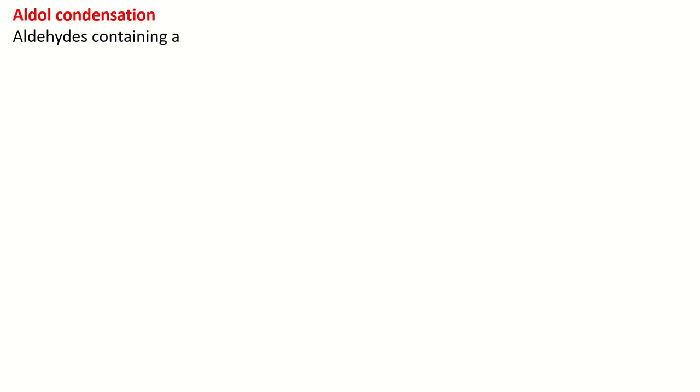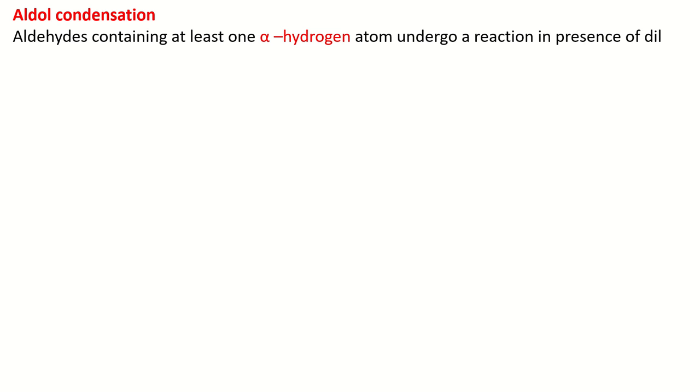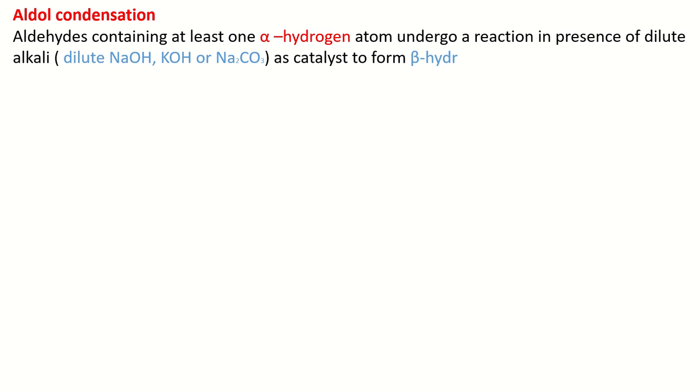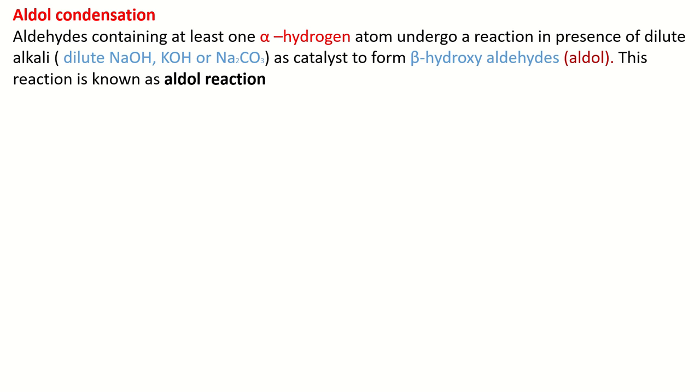Aldol, the word is actually made by two compounds. One is aldehyde and the second one is alcohol. When this aldehyde and alcohol reaction takes place, the resulting product will be aldol. And condensation means a water molecule is formed from the reaction. Hence, the name of this reaction is called aldol condensation.